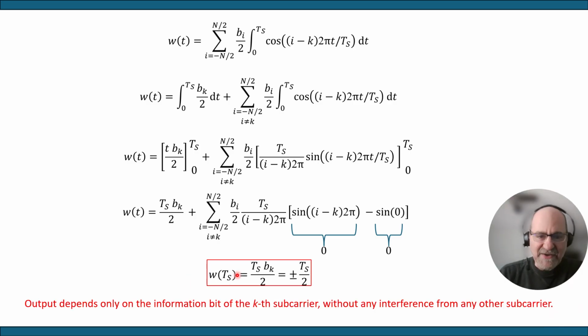So when we sample this signal at t equal Ts, we'll see that the result of the sample will be Ts, that's a constant, multiplied by bk, that's the bit on the kth branch, divided by 2, or in other words, plus or minus Ts over 2. That is the information bit for the kth subcarrier, which is free from any interference from any of the other subcarriers, which shows the orthogonality property that we're trying to prove.